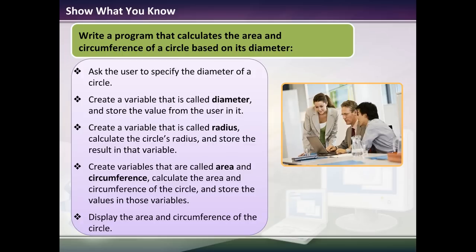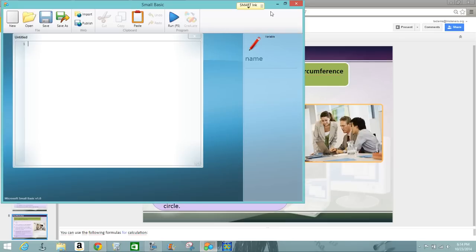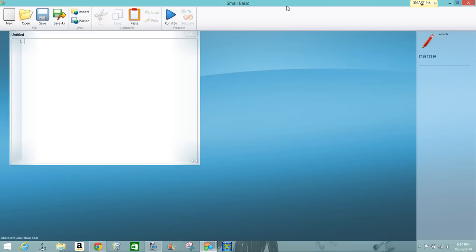And then you can print to the screen by using the text window.writeLine command to display the area and circumference of the circle. And so let's try to do all those things now. So let's pop this up. This is Small Basic. And so if I were to find the area and circumference of the circle based on the diameter.